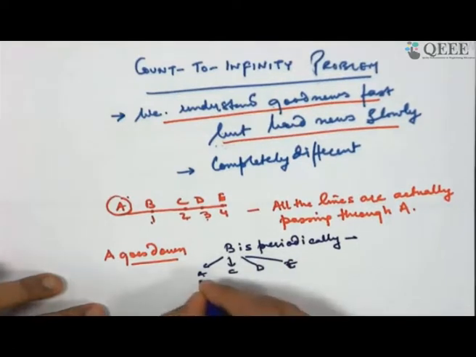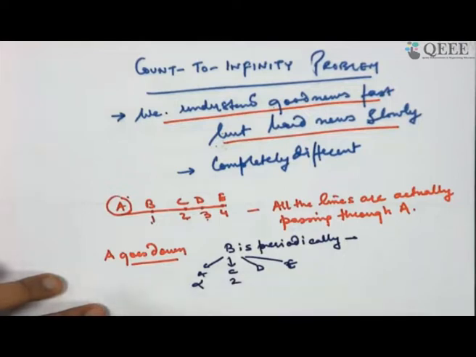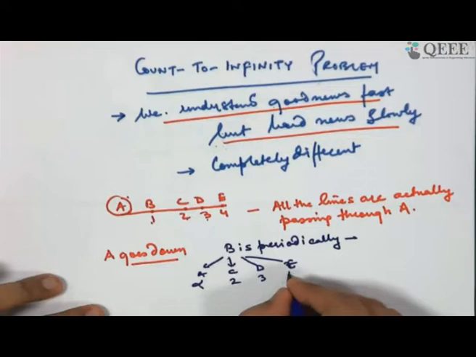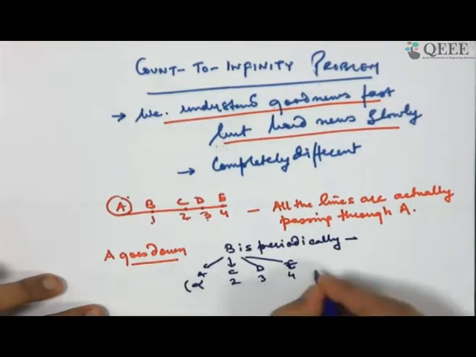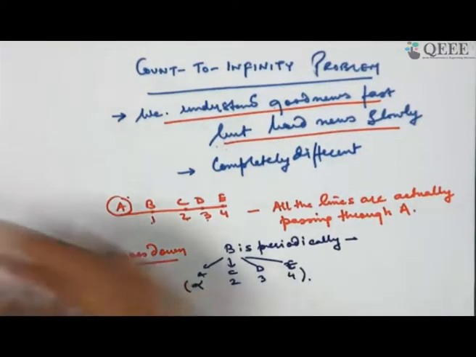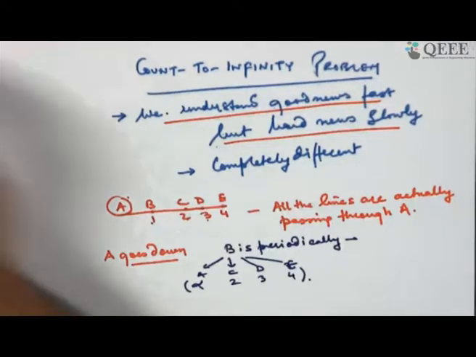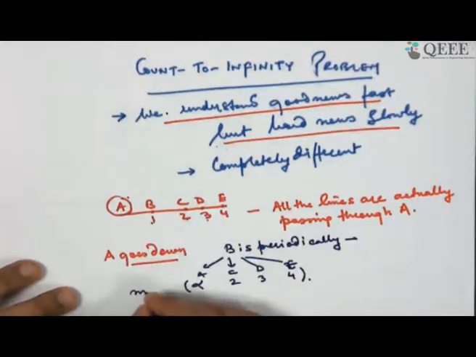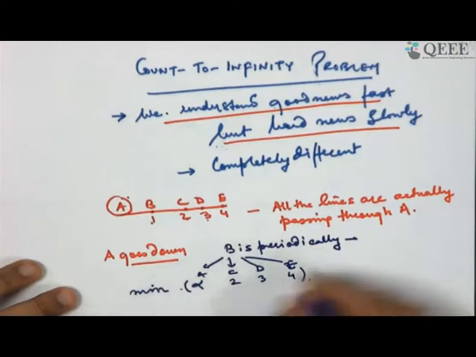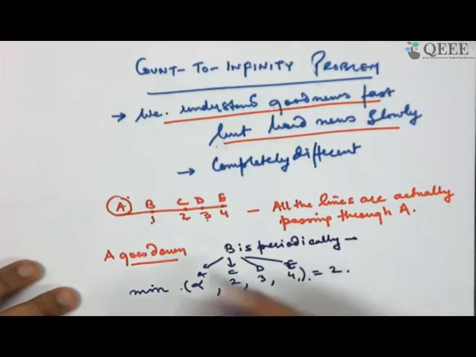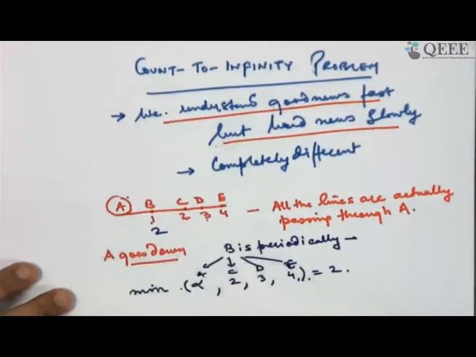It does not get any input from A, so this is infinity. It gets input from C, which is 2. It gets input from D, which is 3, and it gets input from E, which is 4. Then we are taking the minimum of infinity, 2, 3, 4 and this becomes 2. So, now here I write 2.